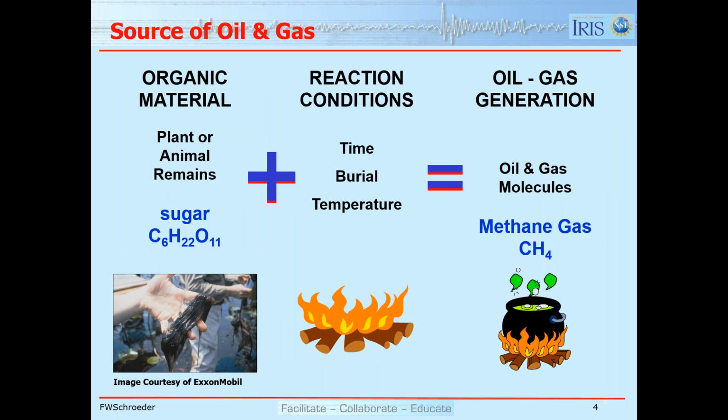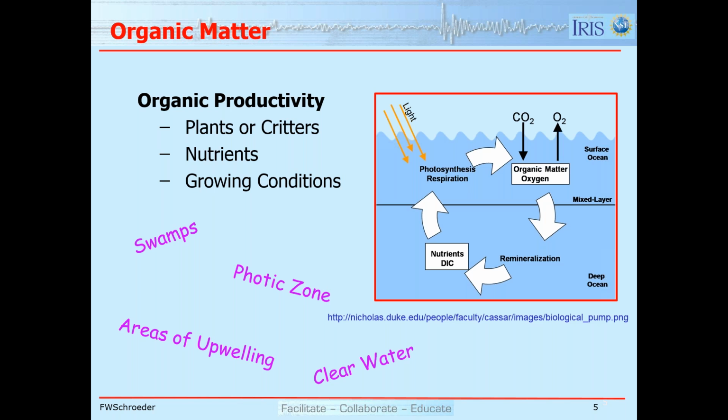So the source of oil and gas is organic material that can be derived from plants or animals. We need reaction conditions, we need geologic time, we need depth of burial, and we need temperature. And so if we have organic material and it has the right conditions, it will start to generate molecules of oil and molecules of gas.